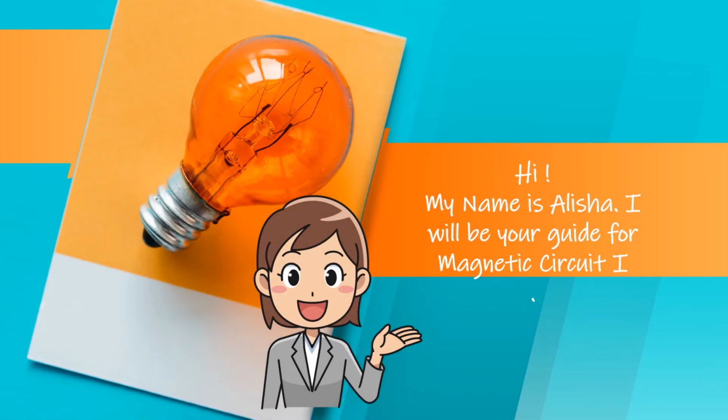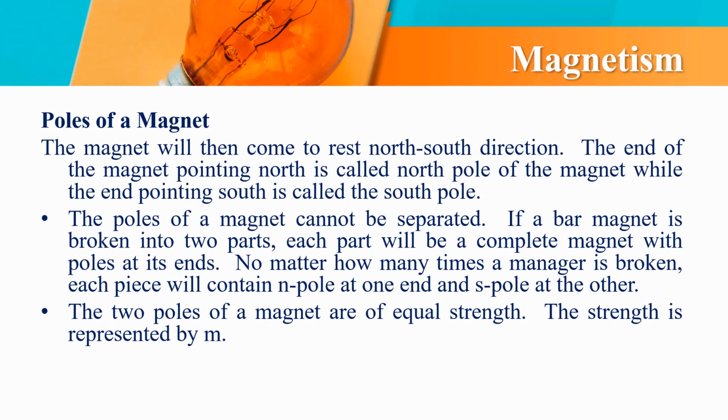I'll be your guide for magnetic circuit. Magnetism. Poles of a magnet. The magnet will then come to rest in the north-south direction. The end of the magnet pointing north is called the north pole of the magnet, while the end pointing towards south is called the south pole. The poles of a magnet cannot be separated.